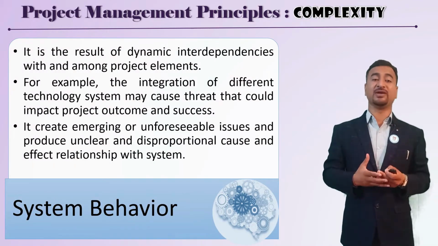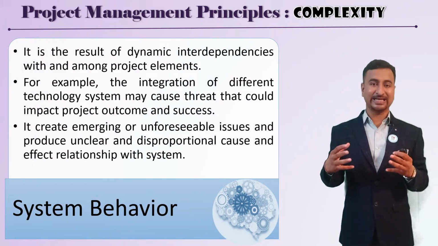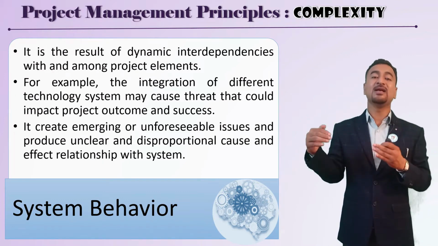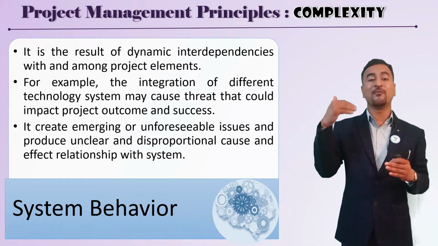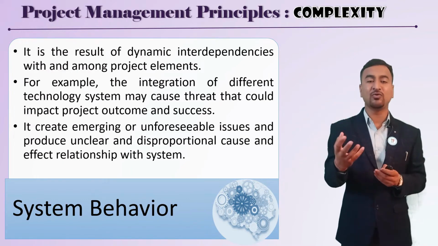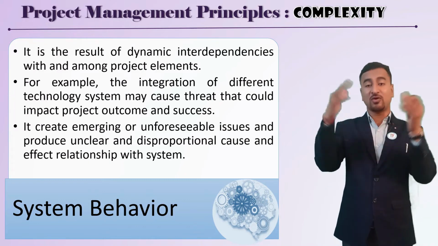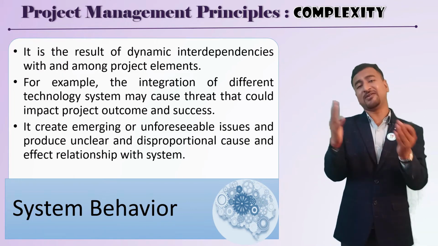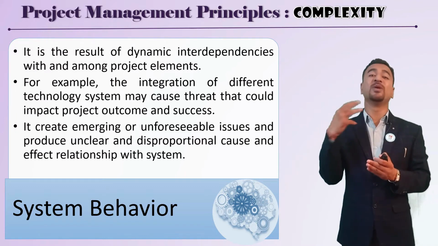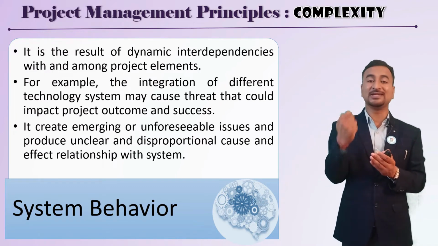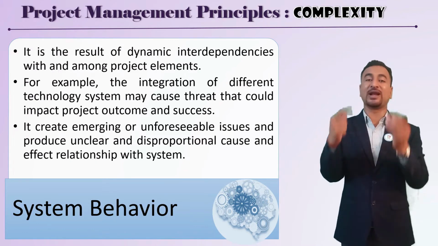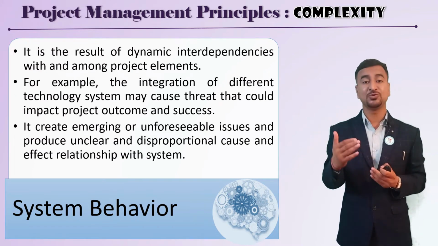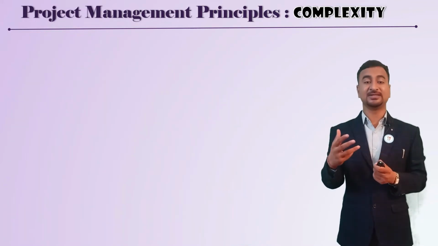Second would be system behavior. It is because everything is interconnected, the result of dynamic interdependency among the project elements. So there is a critical path which needs to be complied with. For example, the integration of different technology systems can cause a threat or impact on the project goal. That is system behavior, which is different from human behavior. Even I can say that human behavior is more complex than system behavior, because with system behavior you are able to predict and diagnose things, but human behavior is completely unpredictable, differs from person to person, and has many contributing factors.